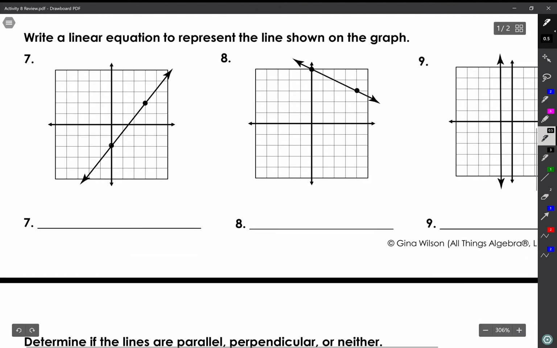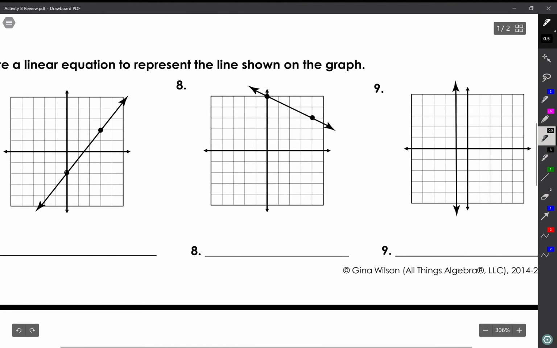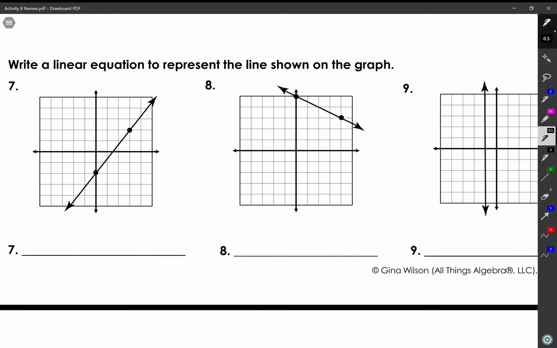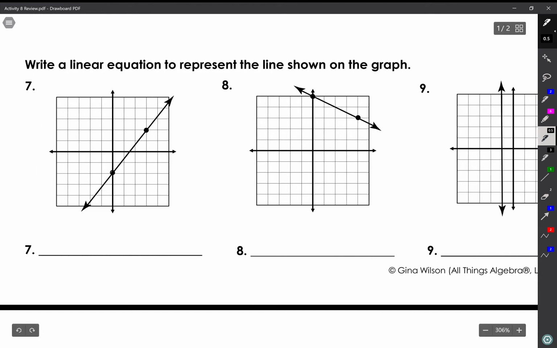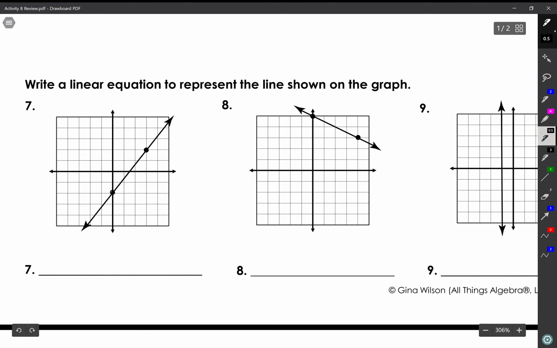Okay, now for this, write a linear equation to represent the line shown on the graph. So linear equation, that's just an equation of a line.